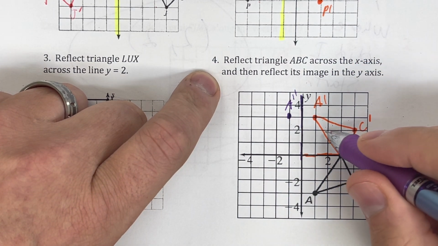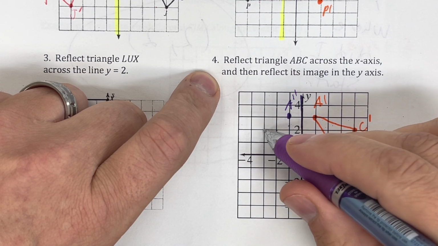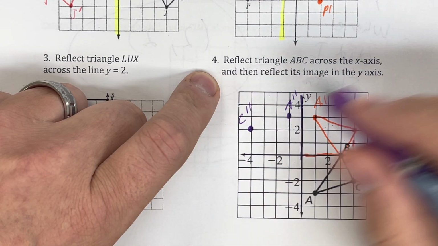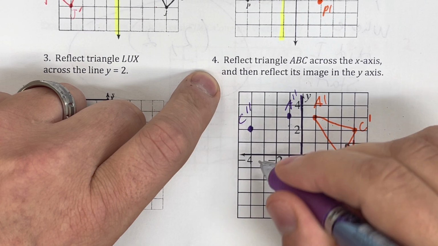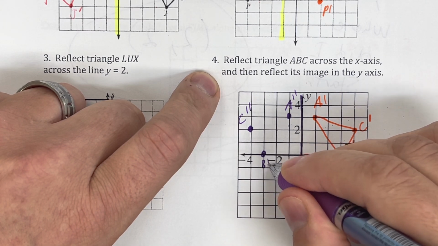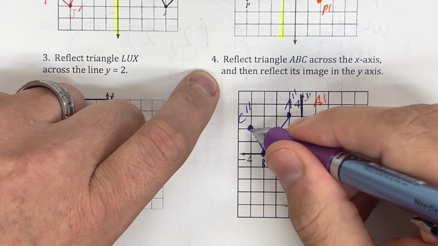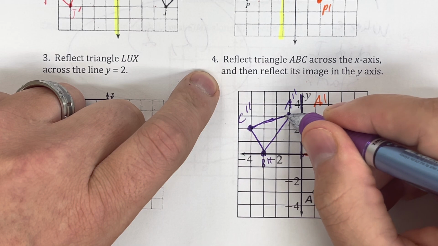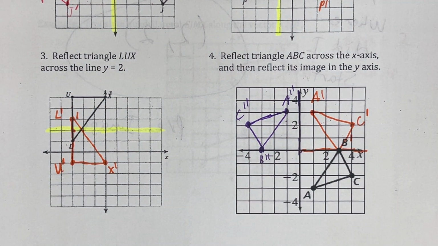C prime is 1, 2, 3, 4 away, so there's C double prime. And B is 1, 2, 3, so B double prime. Connect, and here is my new figure. So we had to do that one twice. You might have one where you have to do it twice, okay?